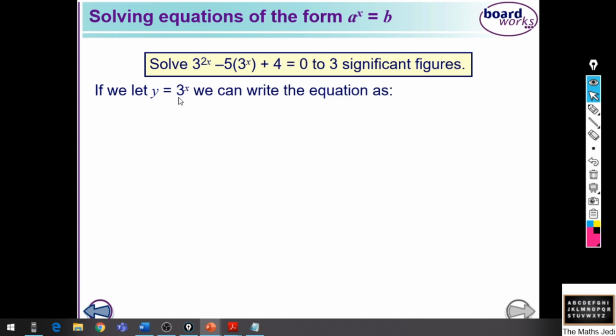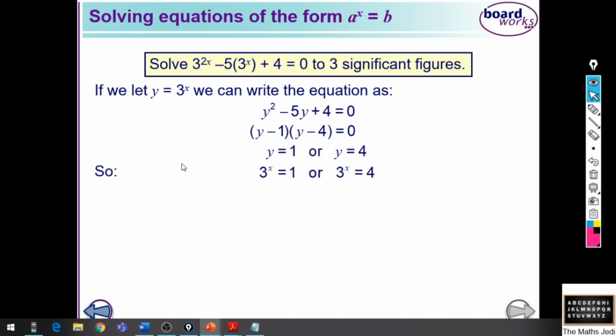We substitute in y is 3 to the power of x, which means I've got y squared minus 5y plus 4. We can solve this quadratic by factorisation, and that gives us values for y. But because we are doing an exponential equation, we know that 3 to the power of x is 1 and 3 to the power of x is 4.